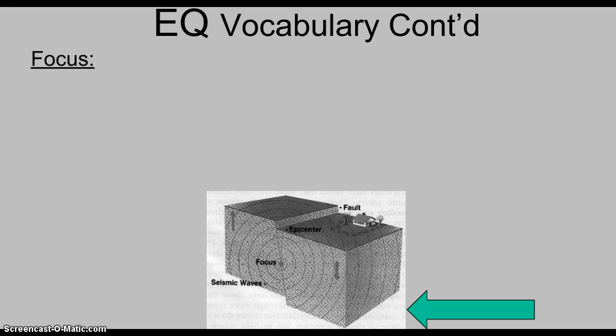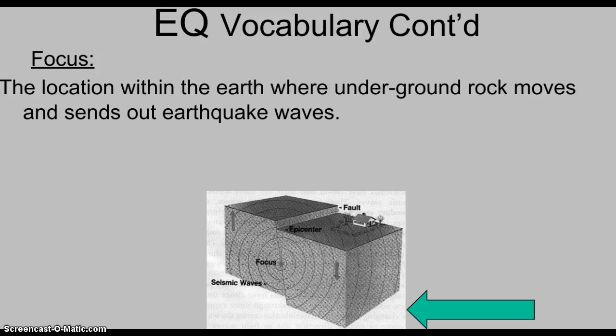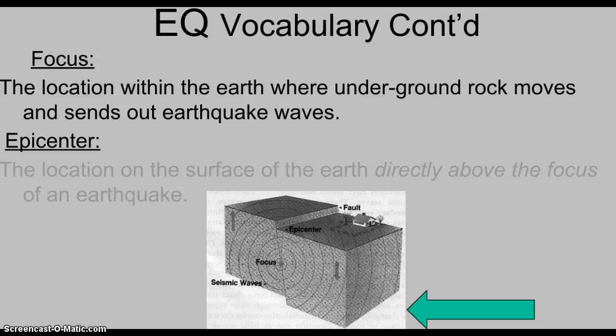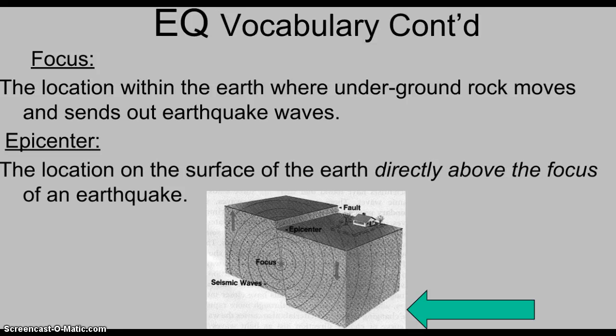The focus of an earthquake is where the slippage happens. It's the location in the earth where the underground rock moves and sends out earthquake waves. And this can be shallow or it can be deep, but it's the place under the Earth's surface that the slippage happens. And the epicenter is the location on the surface of the Earth directly above the focus of the Earth.